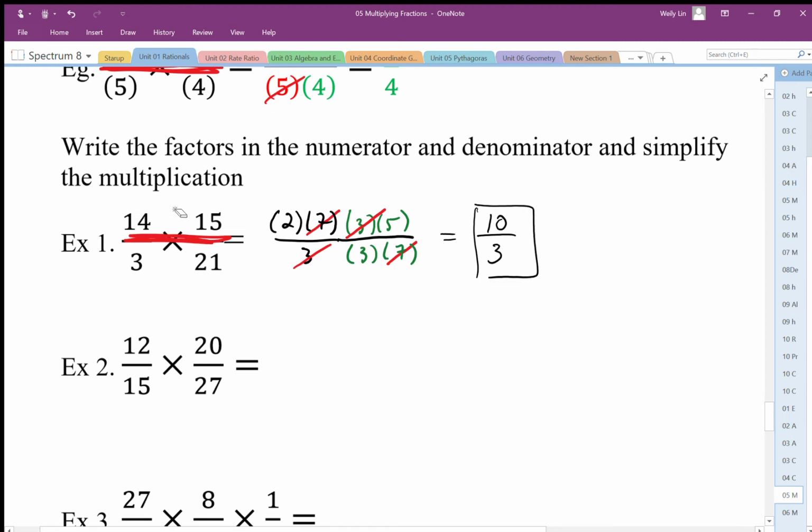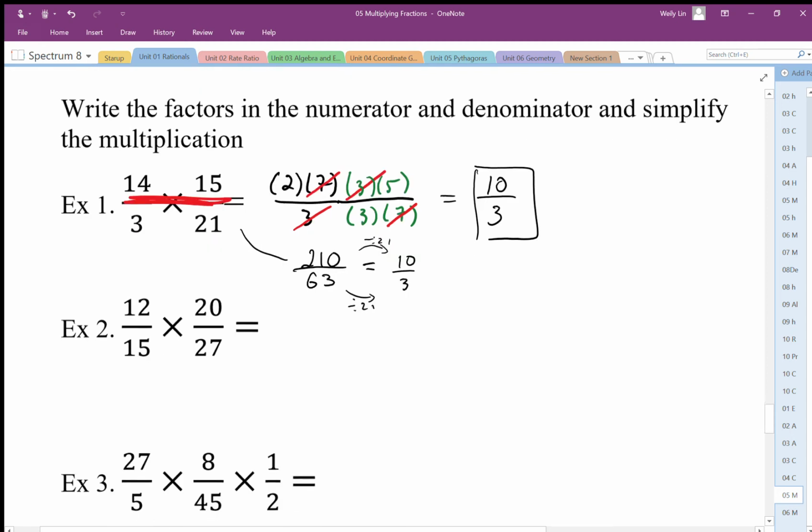Now this would be a long way to do it. I could have done 15 times 14, so that's 210. I could have done 3 times 21, and that's 63. And then I could have simplified this answer. I know there's a common factor of 21, so divide by 21 to get 10, divide by 21 to get 3, and I get the same answer there. However, to avoid dealing with these big numbers, we can just cancel out common factors as we see them.